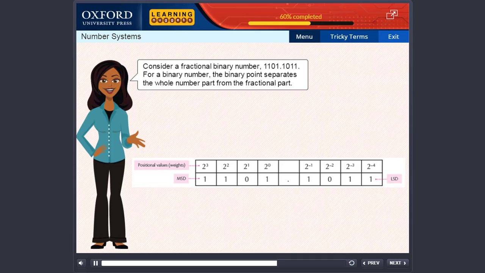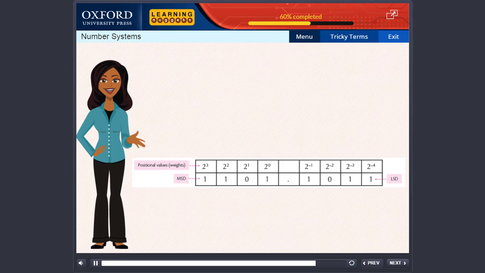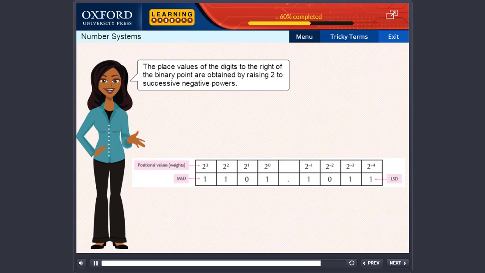Consider a fractional binary number, 1101.1011. For a binary number, the binary point separates the whole number part from the fractional part. The place values of the digits to the right of the binary point are obtained by raising 2 to successive negative powers.